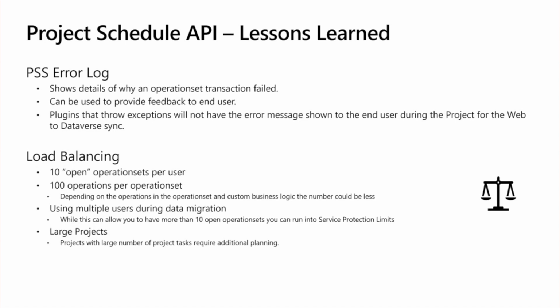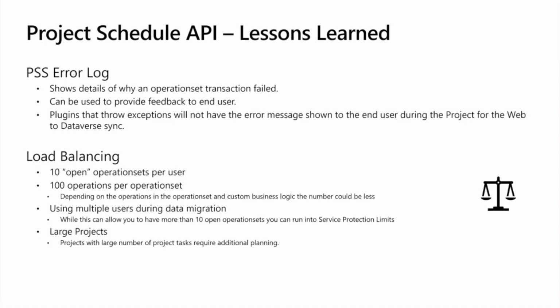Some remarks regarding load balancing. Each user can have a maximum of 10 open operation sets. If you try to have more than 10, the system will not accept the next operation set. Each of those operation sets can have 100 operations in it, but with those 100 operations, you need to check that it's still acceptable for your custom business logic as well. Sometimes 100 might be a little bit too high.